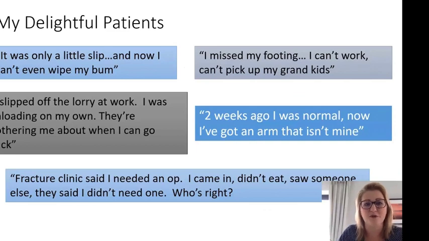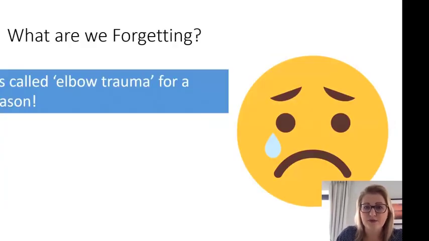So my delightful patients of recent years, elbow trauma patients, have said such comments as these to me. It was only a little slip, and now I can't even wipe my bum. I slipped off the lorry. I was unloading on my own. They're bothering me about when I can go back to work. I missed my footing. I can't work. I can't pick up my grandkids. Two weeks ago, I was normal. Now I've got an arm that isn't mine. Fracture clinic said I need an op. I came in, didn't eat, saw someone else. They said I didn't need one. Who's right?